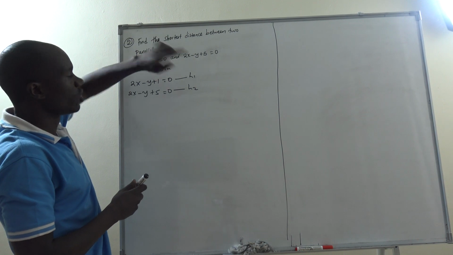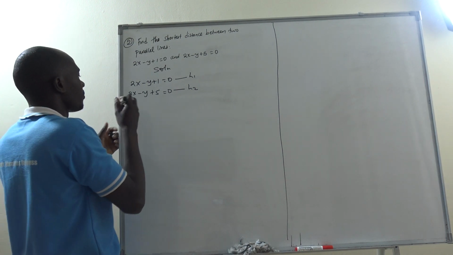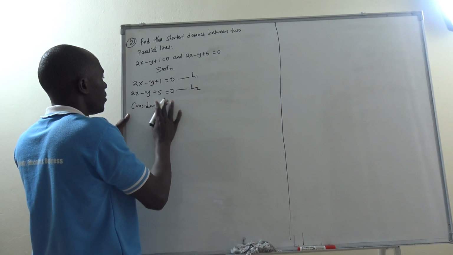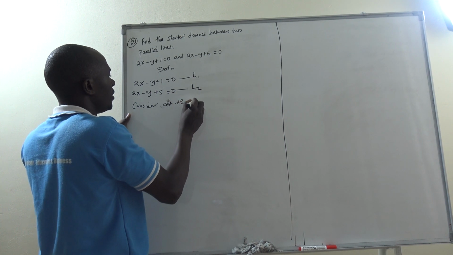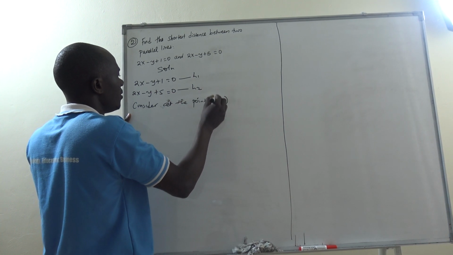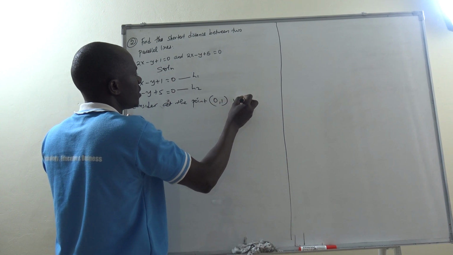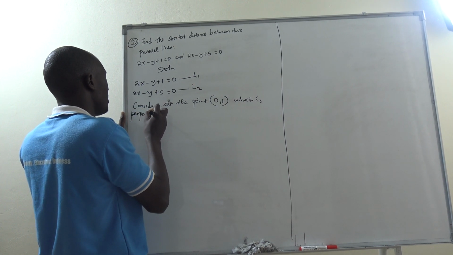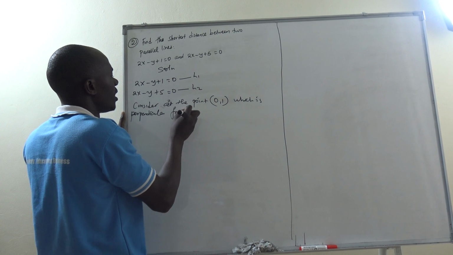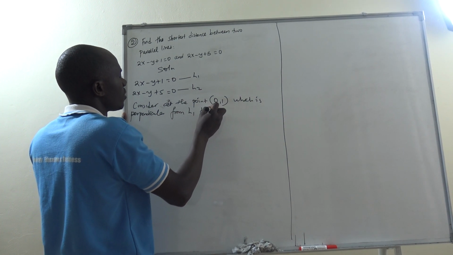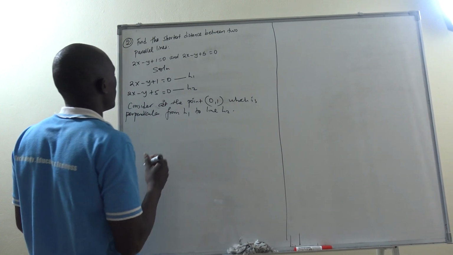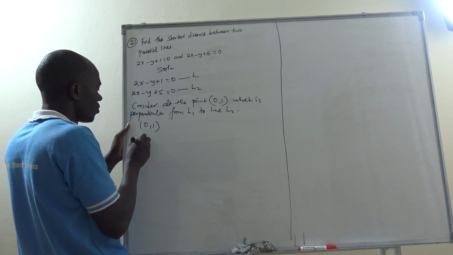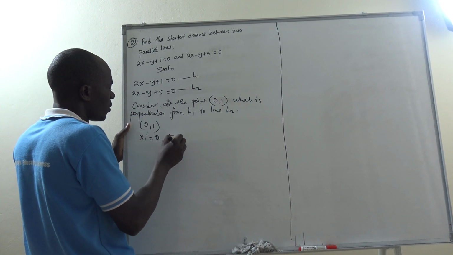For line 1, perpendicular to line 2, we can say, consider the point 0, 1, which is perpendicular from line 1 to line 2. So when we use that one, that means we are using 0, 1. This one is standing for x1. That means x1 equals 0 and y1 equals 1.